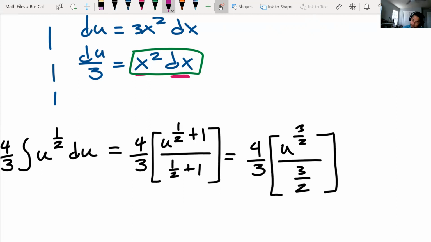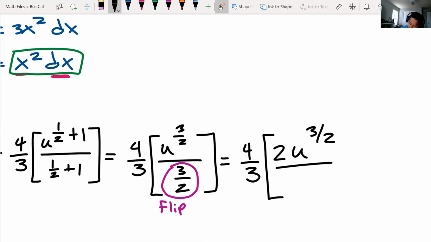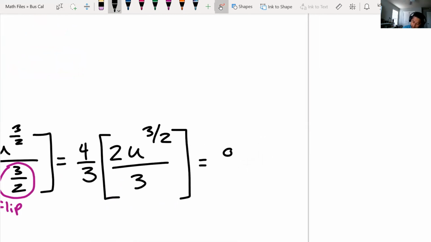And what do we do with this fraction down here? Flip. There you go. Okay. So 2 goes to the numerator. And you get 2u to the 3/2 over 3. Now multiply straight across. And we get 8 over 9 u to the 3/2 plus c.